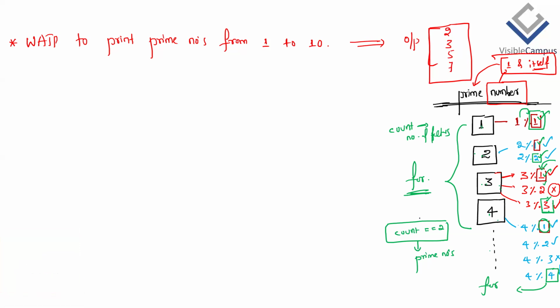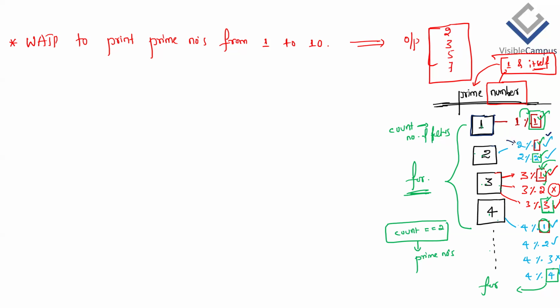Yes, sir. A count variable is required. Correct or not? For each prime number, does the count start from 0, or do we carry the previous count forward to the next number? For example, 1 is having how many factors? 1. Therefore, what is the count? One. 2 is having how many factors? 2 factors. Then what is the count for this?